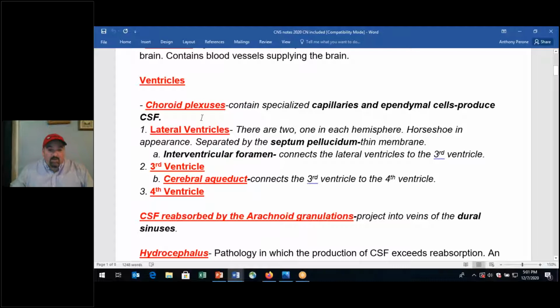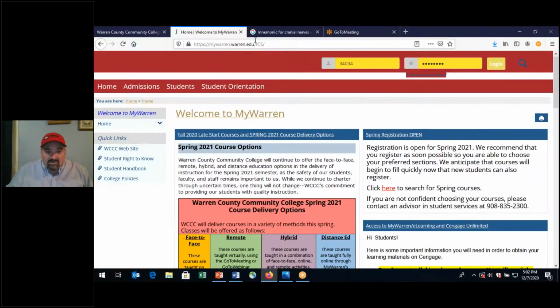They contain these choroid plexuses, which are capillaries, and these ependymal cells. Recall that the ependymal cells work with the capillaries, with blood, in order to produce CSF. Now, you did not see this in the model, but you saw the septum pellucidum, that thin membrane which separates the 2 lateral ventricles. They look like ram's horns, to be honest. So let's take a look at the lateral ventricles.